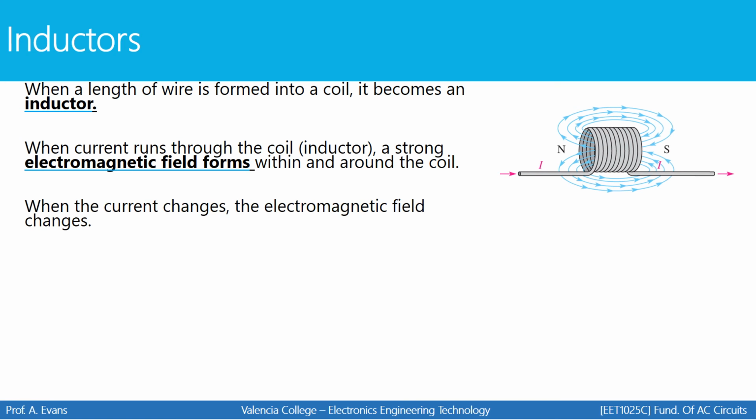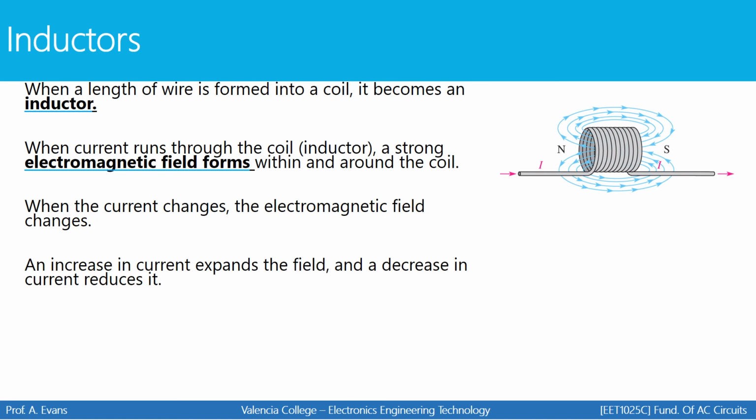As that current changes, the electromagnetic field will change. So think about a coil of wire connected to an AC source. Well, you have a voltage that's constantly changing with time, so you have a current that's also constantly changing with time. As that current changes, the electromagnetic field changes. An increase in current will expand the field, and a decrease in current will reduce the field.